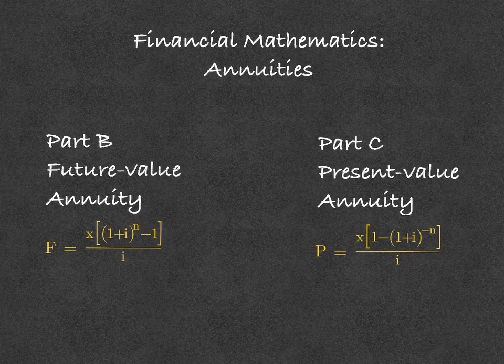Hi grade 12s, this is JP and we're going to be looking at annuities, the second part of the financial mathematics section. In part B, we're going to look at future value annuities, and in part C we're going to look at present value annuities.